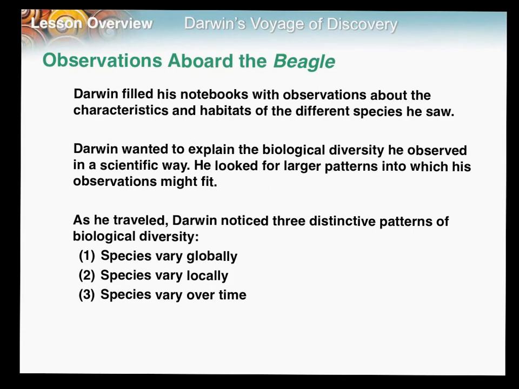Darwin would fill his notebook with observations about the characteristics and the habitats of the different species he saw. He wanted to explain the biological diversity he observed in a scientific way. He was looking for patterns to which his observations might fit. As he traveled, he noticed 3 distinctive patterns of biological diversity. He noticed that species vary globally, that species vary locally, and that species vary over time.